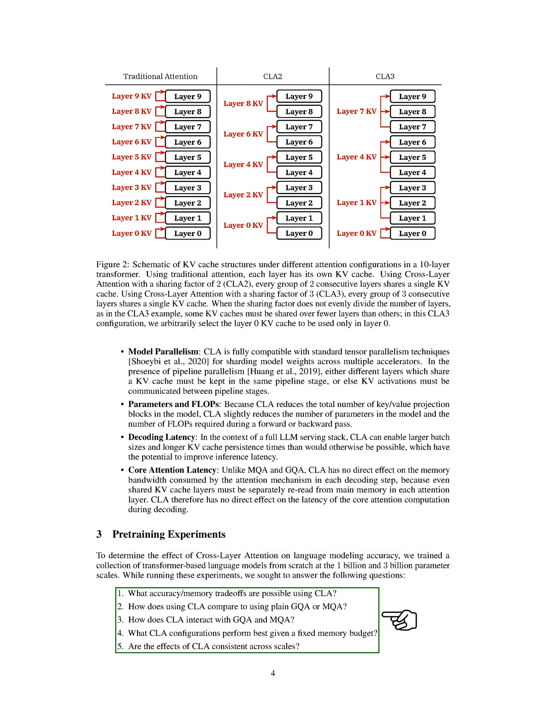We aimed to understand the impact of CLA on language modeling accuracy and compared it with plain GQA or MQA. We also explored how CLA interacts with GQA and MQA, identified optimal CLA configurations within a fixed memory budget, and assessed the consistency of CLA effects across different scales. Our findings show that CLA allows for better accuracy-memory trade-offs compared to using plain GQA or MQA.